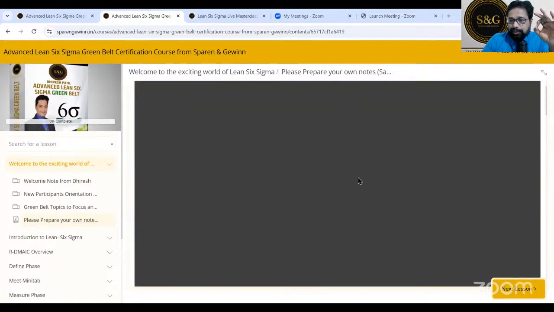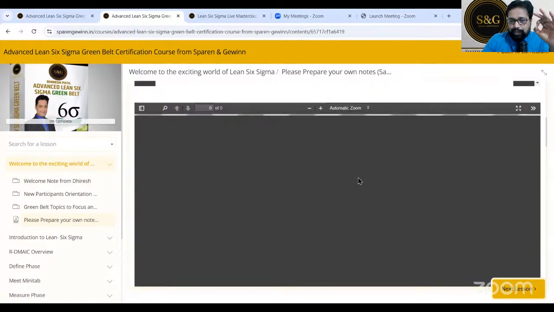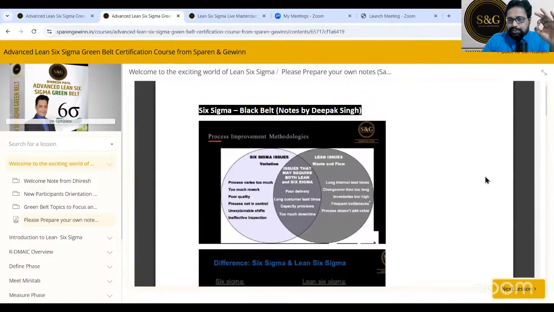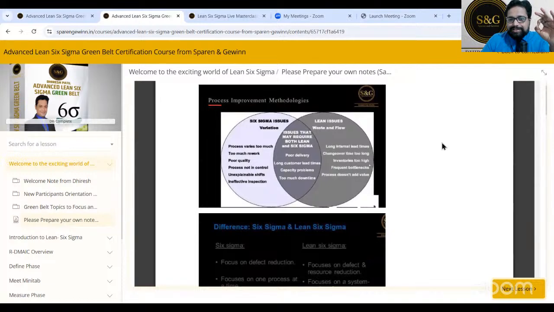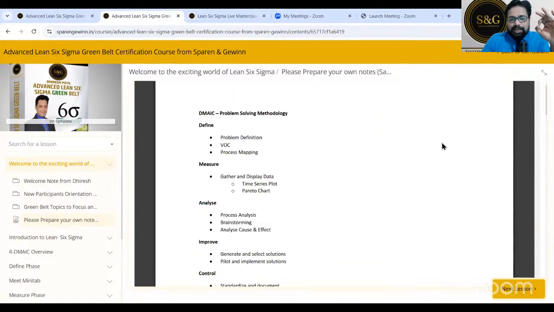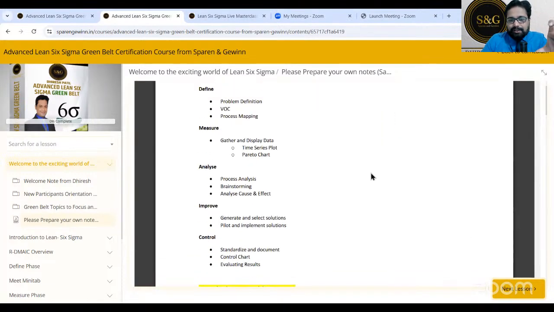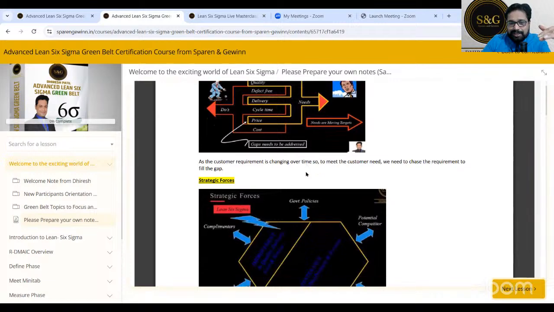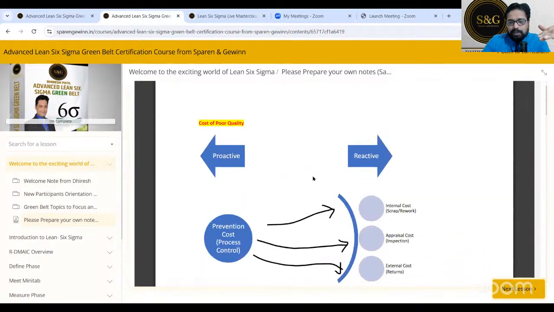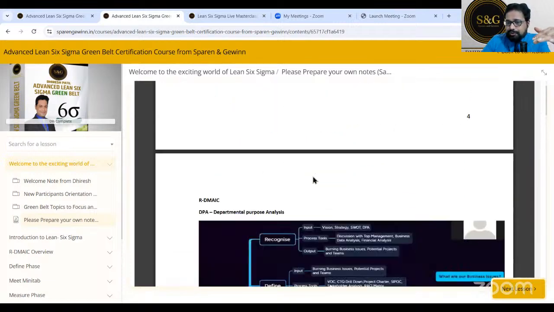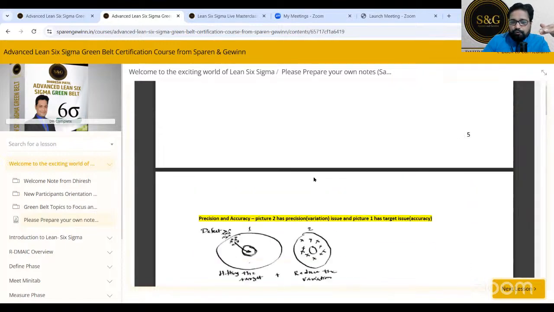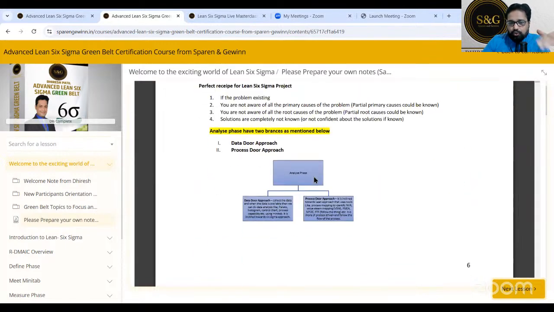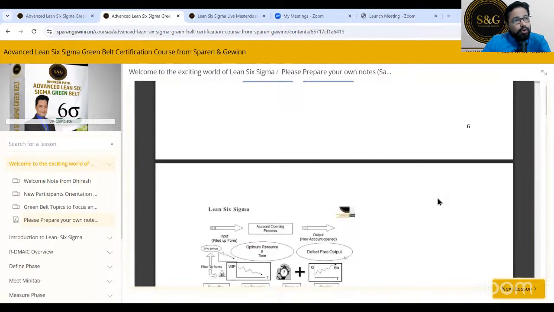It is taking a little time to download because the net speed is slow. Look at this, these are some of the notes. Screenshots are taken from the course, followed by the explanation. This way also you can prepare notes. Various screenshots have been taken along with the notes, so you can take your own notes.